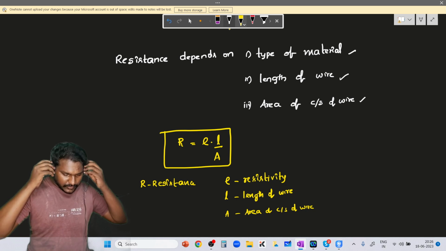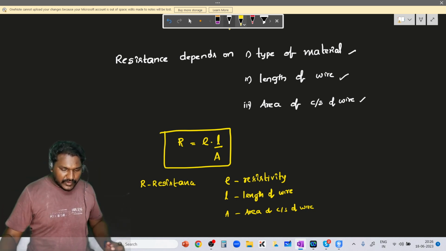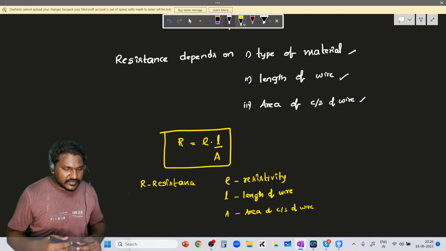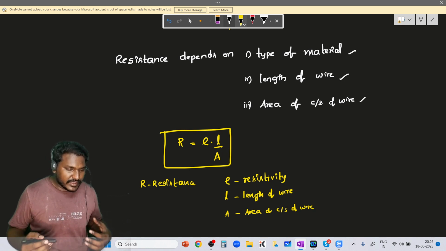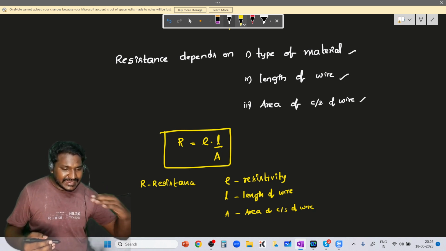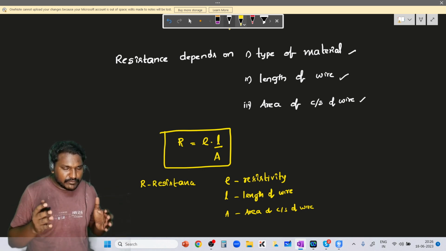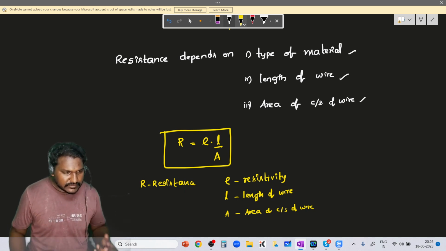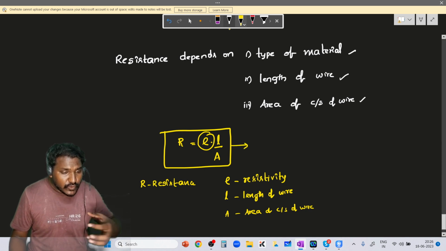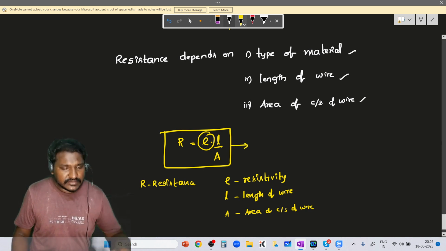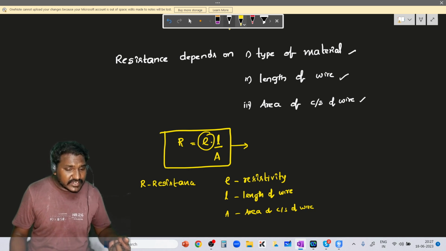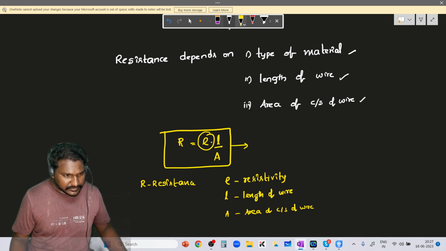Now, from here onwards we will be discussing more about this resistance. We have resistors connected in series and resistors connected in parallel. Before going to series connection and parallel connection, let me clear the unit of this resistivity. Now from this equation, can you write the equation for resistivity?